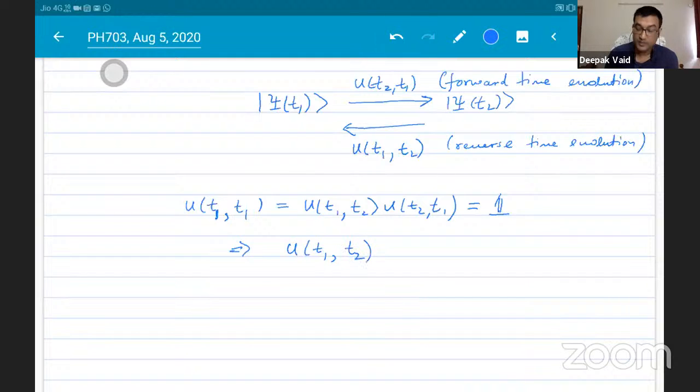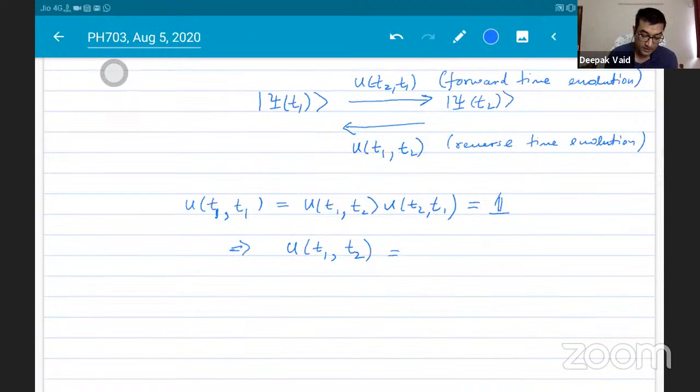So this means that U of T1, comma T2, what is it? It is what takes us, so to speak, back in time. It is going to be the inverse of U of T2, T1. So the operator which takes us forward in time and the operator which takes us backward in time are related to each other. How? They are the inverses of each other. And it makes sense, right?